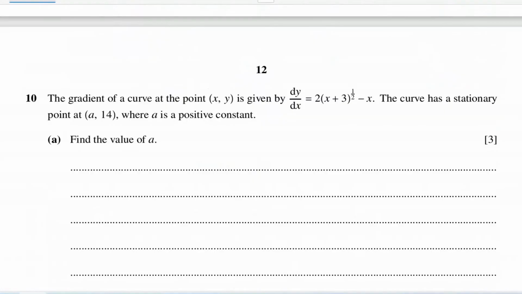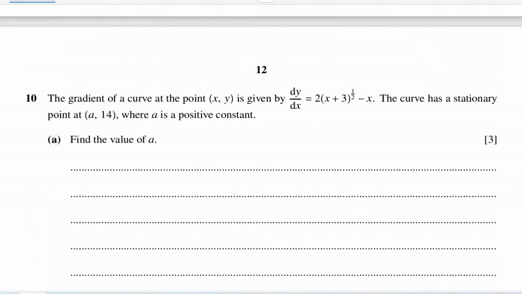Next, question number 10. The gradient of a curve at the point (x, y) is given by dy by dx equals negative 2 multiplied by (x plus 3) to the power 1 over 2, minus x. The curve has a stationary point at (a, 14) where a is a positive constant. Find the value of a.